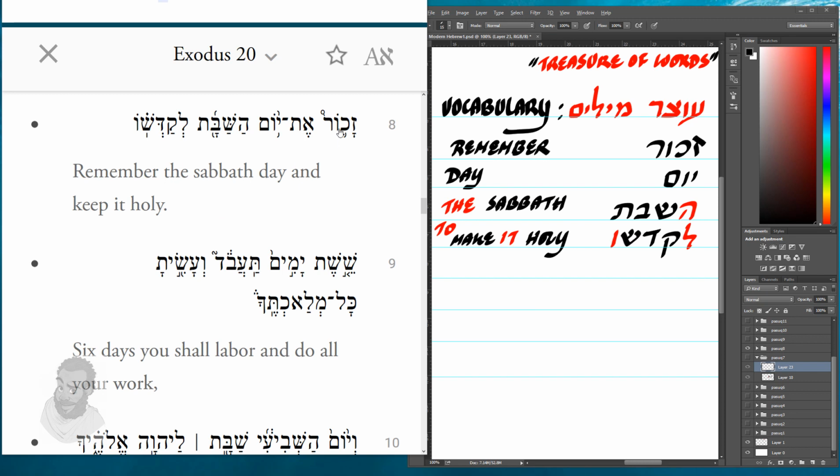This is verse 8. Zachor es yom hashabbat lechadsho. Zachor es yom hashabbat lechadsho.